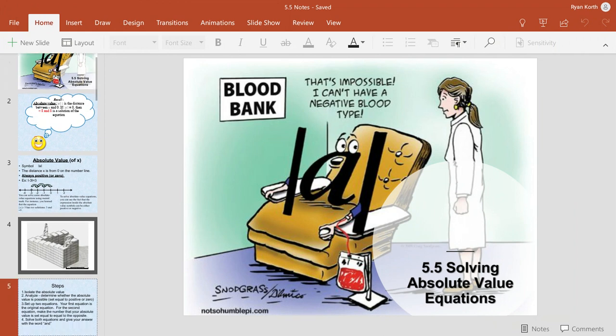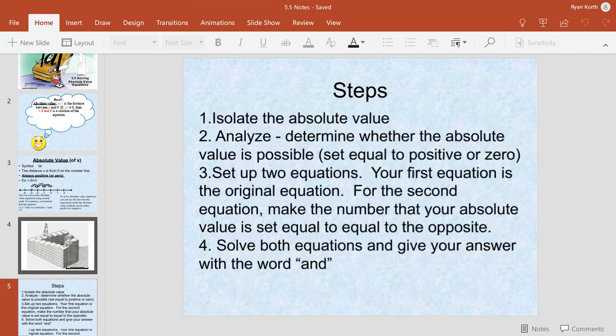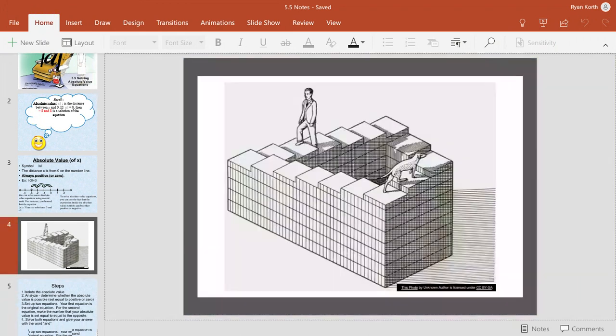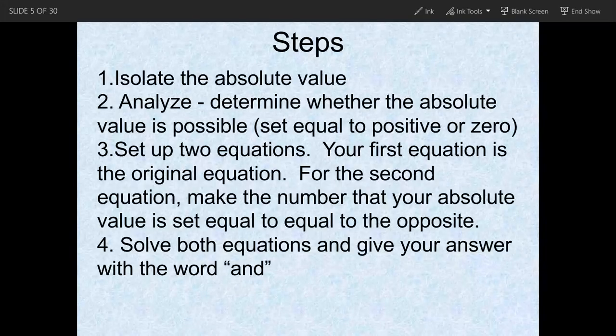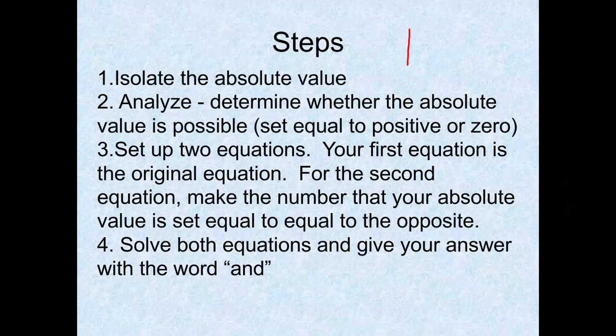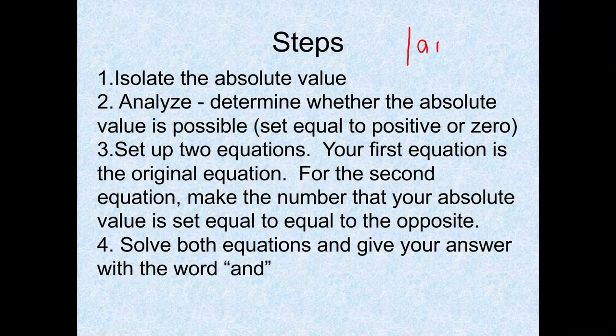So we talked about how we have these steps. Isolate the absolute value. That means get the absolute value symbols by itself. If you've got the absolute value of a plus 1 equals 2, absolute value is by itself. Move on to step 2. Determine whether the absolute value is possible. It's possible if it's 0 or positive. Then we set up two equations.